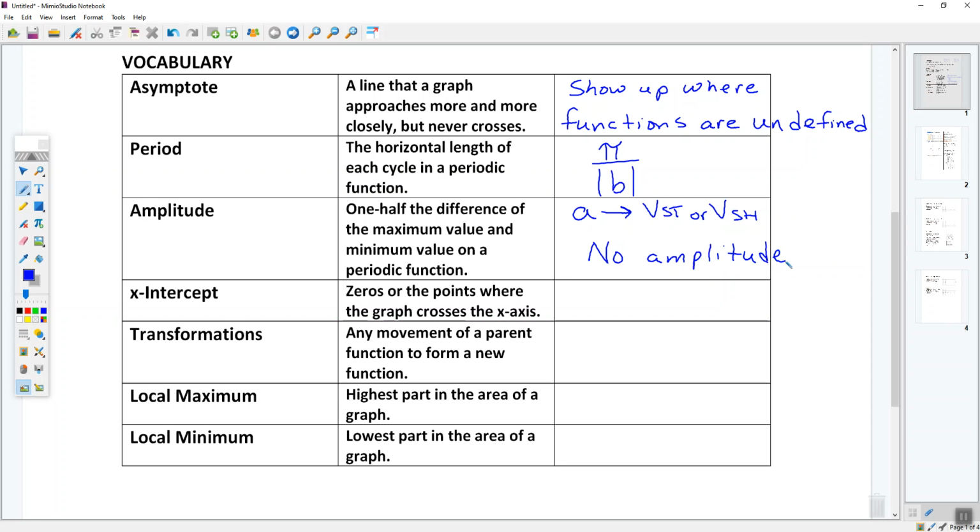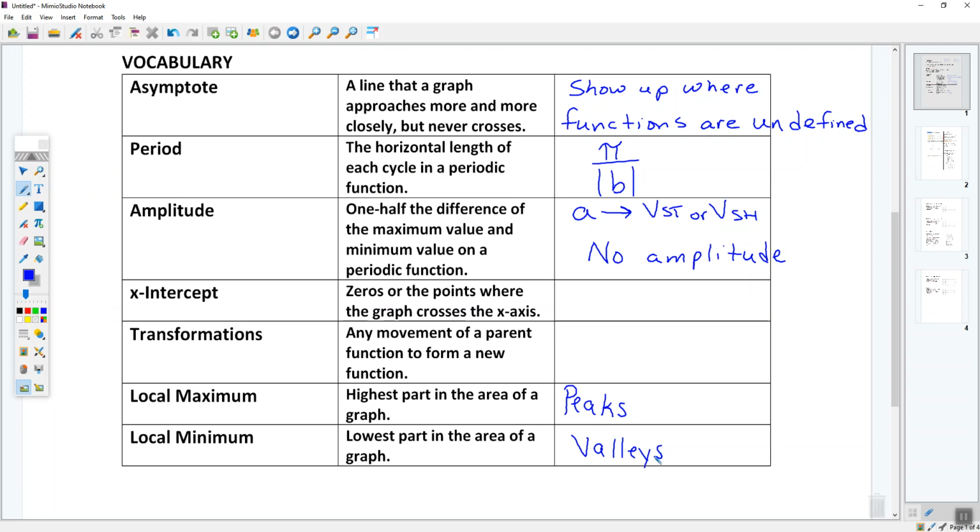An x-intercept, you guys know what that is, right? Zeros are the points where the graph crosses the x-axis. We've talked about transformations all year long. It's any movement of a parent function to form a new function. You're going to hear me talk about local maximum and local minimum. Local maximums are going to be like the peaks of a graph. And a local minimum would be the valleys of a graph. Okay?